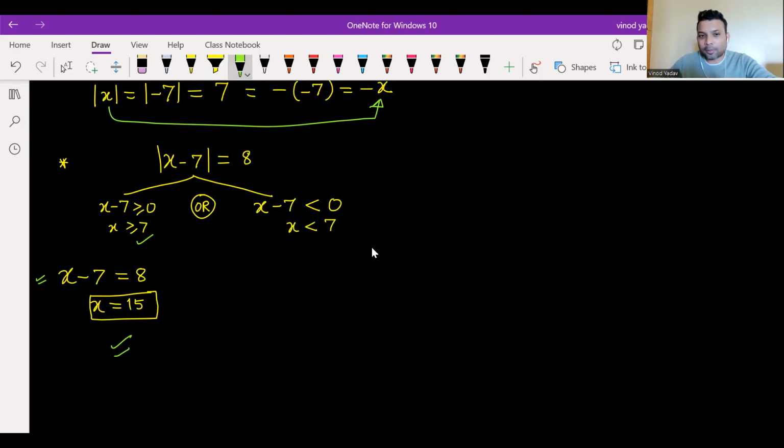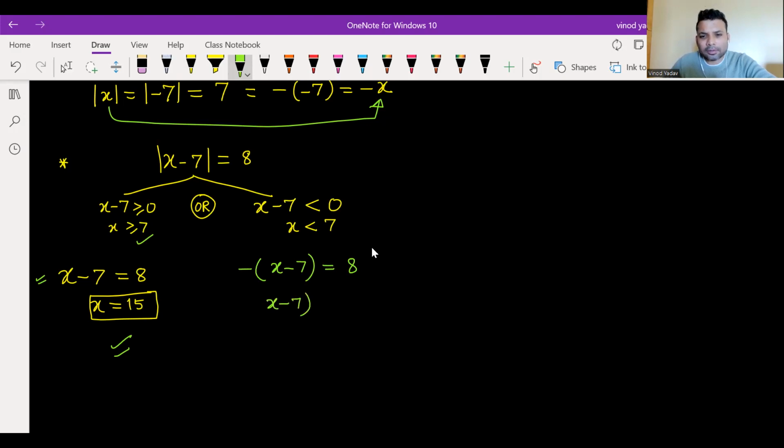Under this condition, if inside there is a negative term, after opening the mod, how will the mod open up? Negative of that inside value, right? Mod will open negatively. Earlier mod opened as it is, now it will open negatively. I hope you are understanding. I hope you are following this. Is equal to 8. Yeah, this is the standard process.